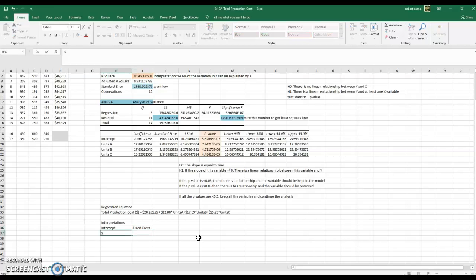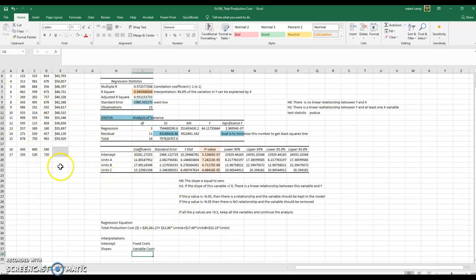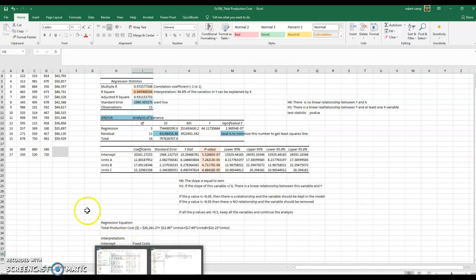And so what about the slopes? Well, the slopes are our variable cost for each different unit. Because if we produce 100 of unit A, well, that's going to be 12.8 times 100. So those are our variable costs. So this is really great when you have something set up like this because you can work back out what your fixed and variable costs are going to be.